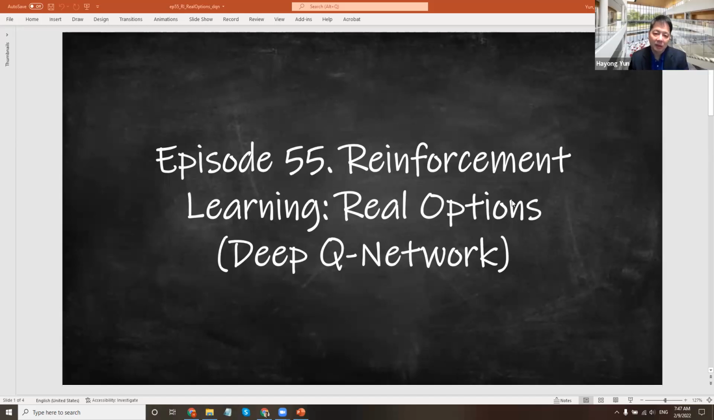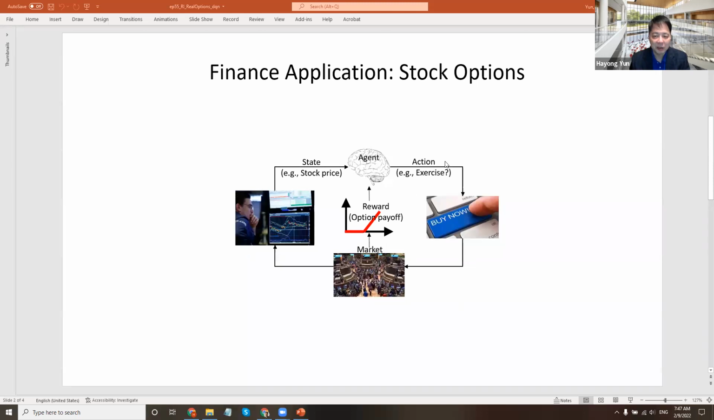Hello. In this episode, we'll use reinforcement learning, deep Q network, to price options. First, let me give you a quick overview on what we're gonna do. So just a quick reminder of stock options.